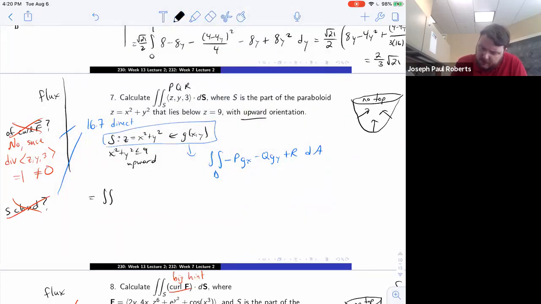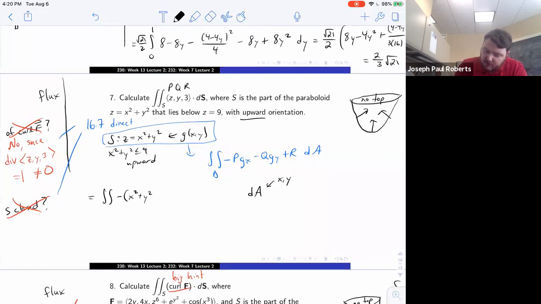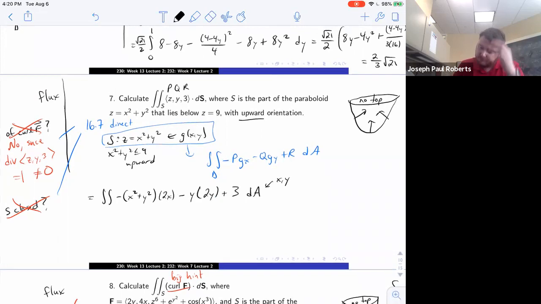Minus p. So again, at the end of the day, this is a dy dx double integral because I'm doing a z graph which uses x and y as the parameters. So I can't have z anywhere. So this z that shows up in p has to be changed to what it is in terms of x and y, which makes sense. So I get minus p times gx minus q times gy plus r. And so then my region here is x squared plus y squared less than or equal to 9.